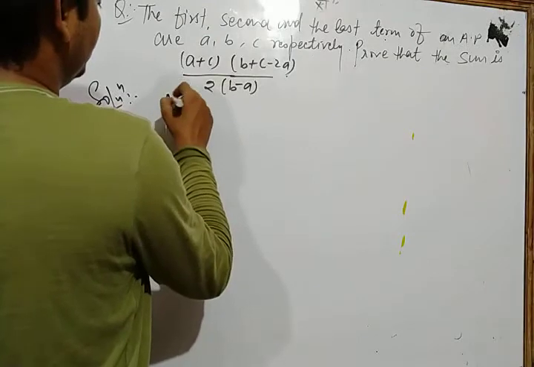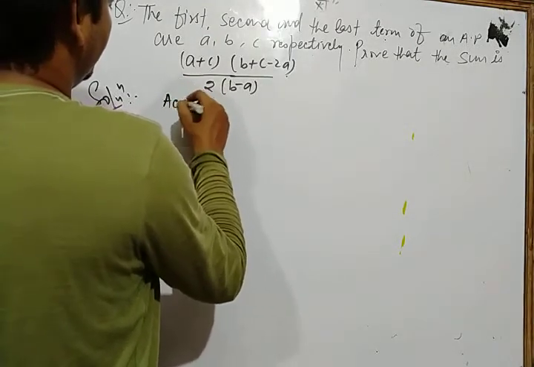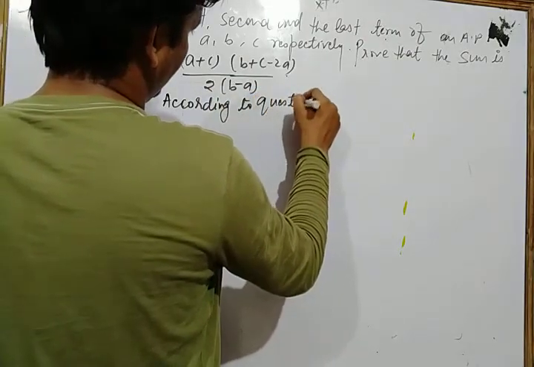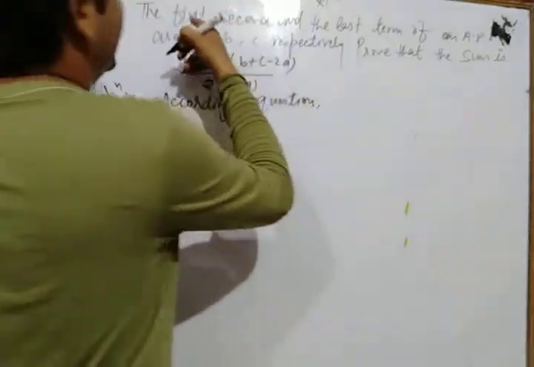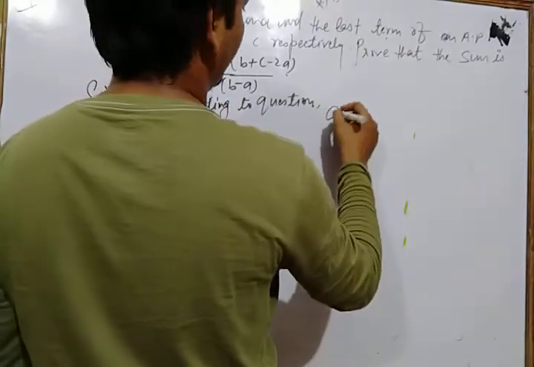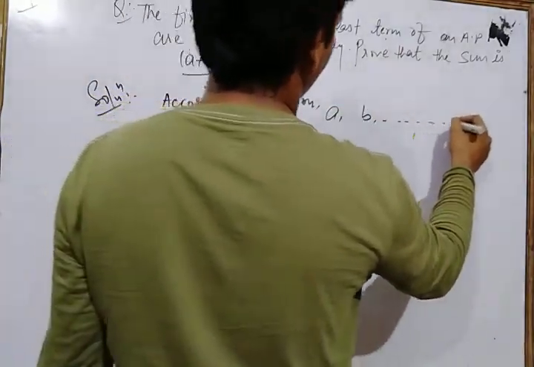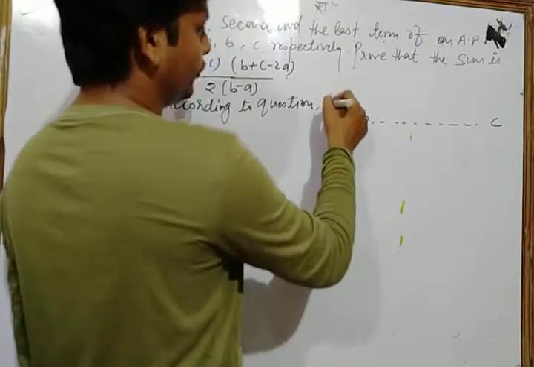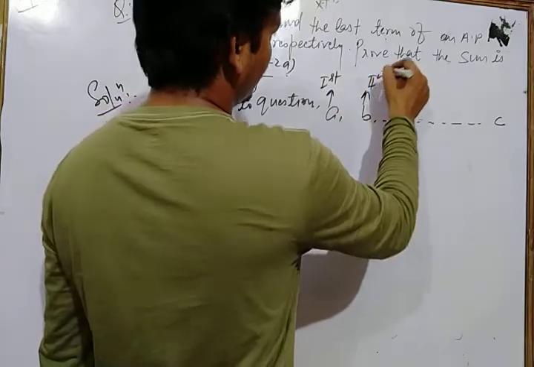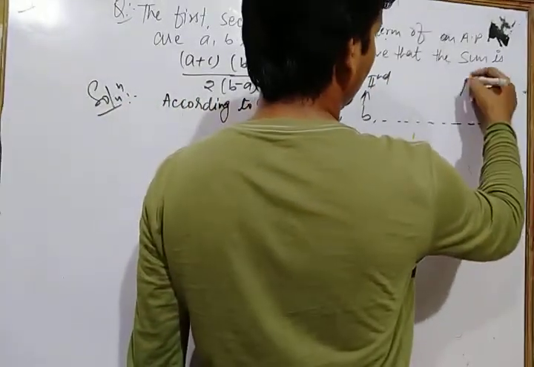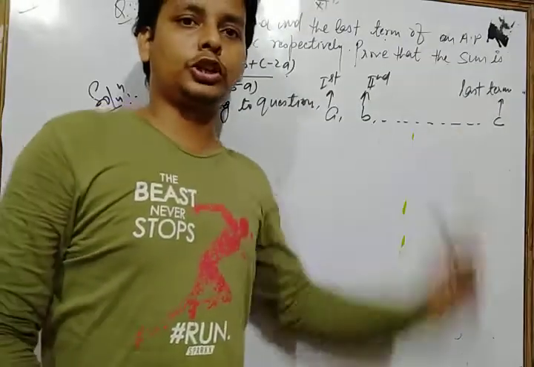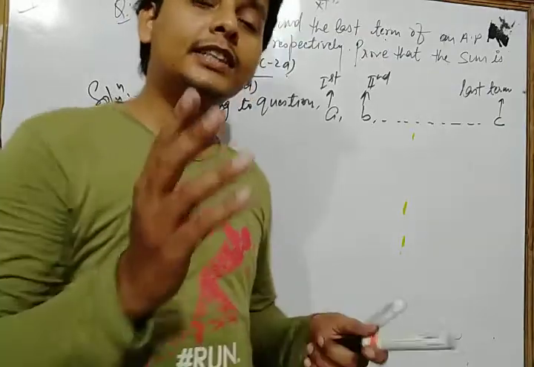First, according to the question, the first, second and last term of an AP are as given. This is your first term, dear students. This is the second term and this is your last term according to the question. Okay, now we know what the common difference is.